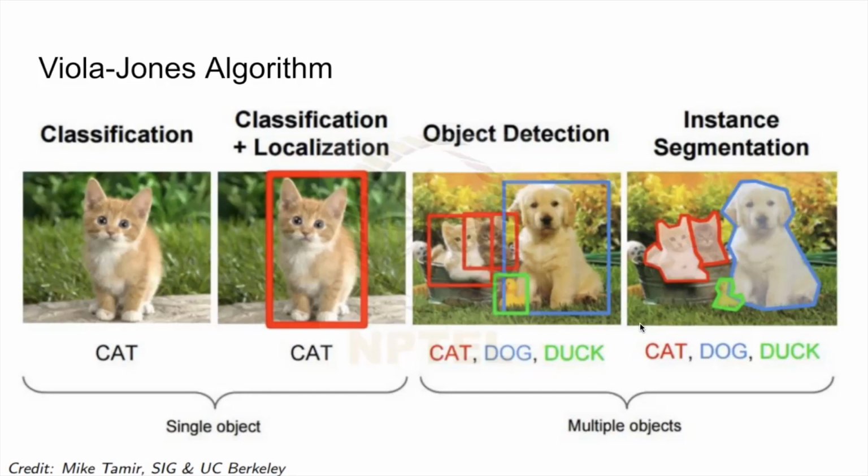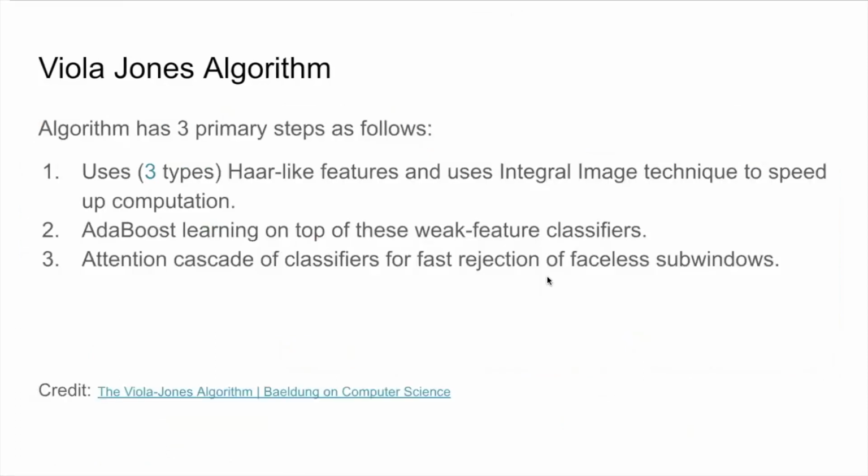Okay, so these are the four different things that we saw today: classification, classification plus localization, object detection, and instance segmentation. If you have any doubt, you can ask me. I'll wait for like 1 or 2 minutes before moving on to the next algorithm.